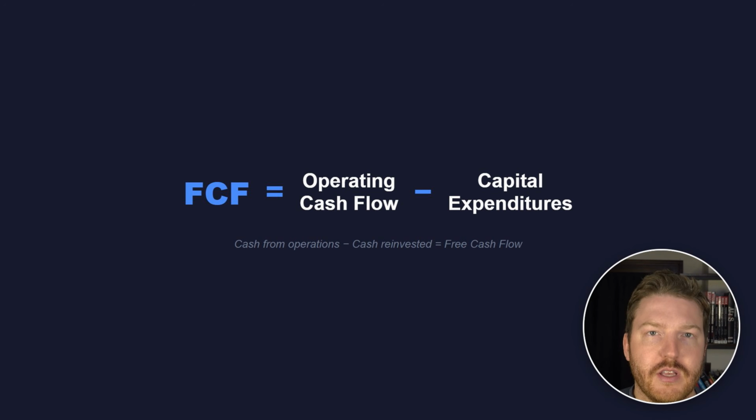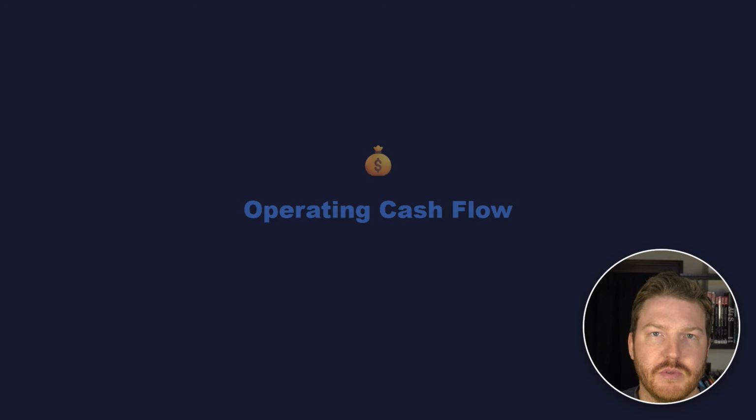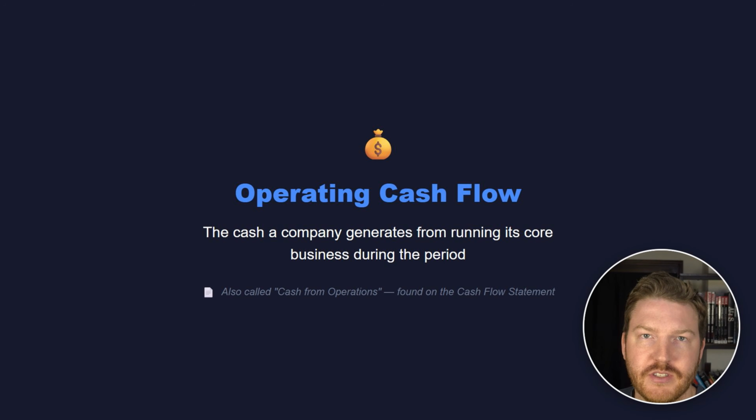A common way to calculate free cash flow is operating cash flow minus capital expenditures. But if you're new to this, you might be thinking, okay, what exactly is operating cash flow? Operating cash flow, sometimes called cash from operations, is the cash a company generates from running its core business during the period. In other words, it starts with the actual business activity, cash coming in from customers and cash going out for things like employees, suppliers, rent, and other operating costs.